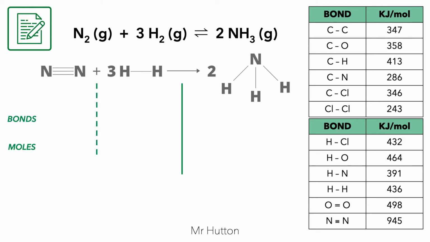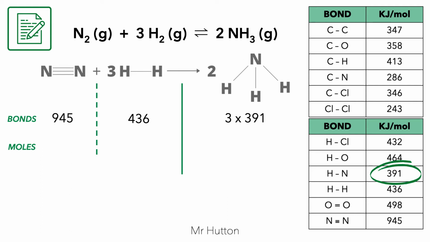The next thing I like to do is lay it out with bonds and moles, and I use a dashed line there to just represent the two reactants, and then a solid line to represent the boundary between the reactants and the products. And then we start to put values in. So first of all, that nitrogen triple bond there, we've just said 945, so we can put that in for our bond value there. We've then got our hydrogen-hydrogen bond, which is 436, so we can place that in there. And then we've got 3 lots of hydrogen-nitrogen bonds, which are 391 each.